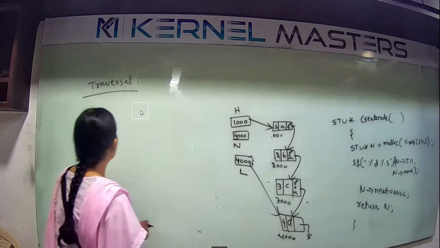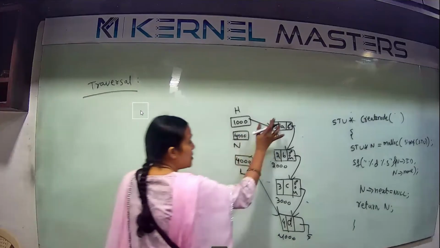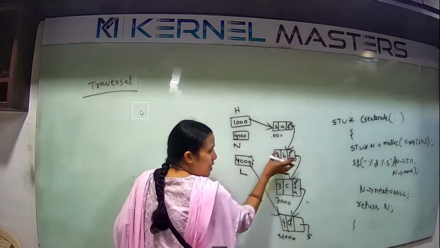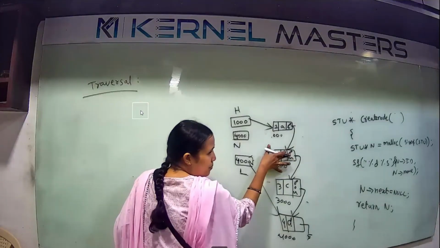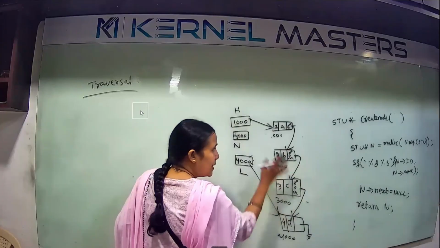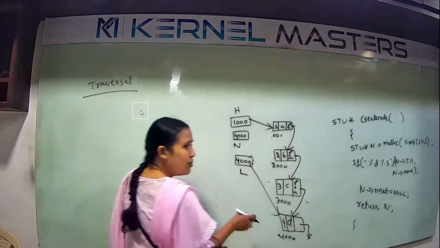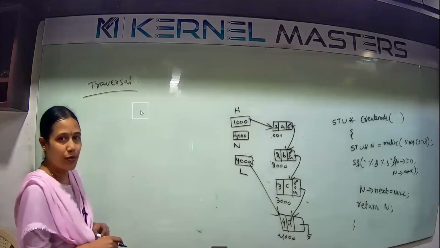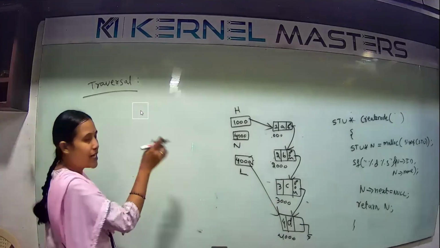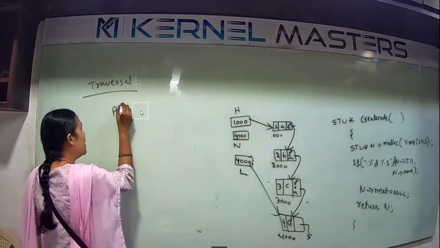Okay. Now traversal must always start with head. Once you go to the head node, get the next node address, go to the second node. Get the next node address from the second node, go to the third node. This kind of traversal we are going to do next. Okay. So traversal for printing the linked list. The entire linked list printing we are going to do. Print list.